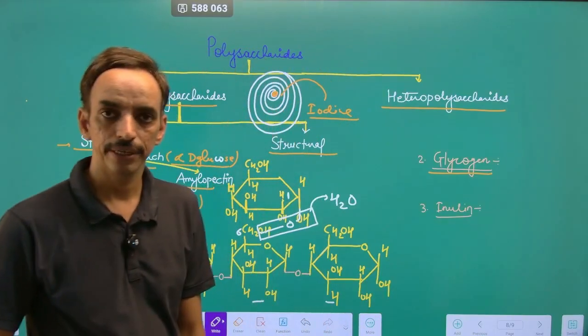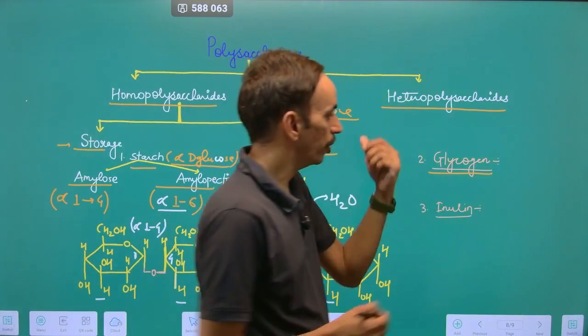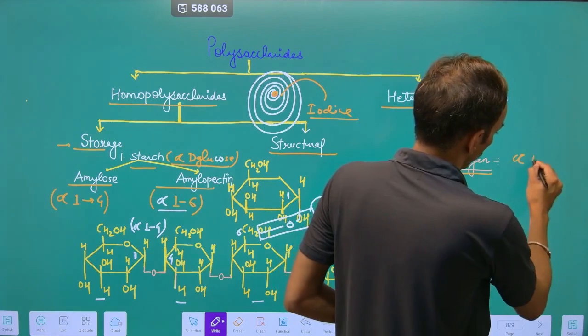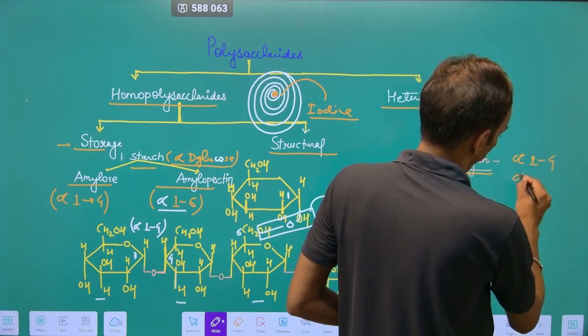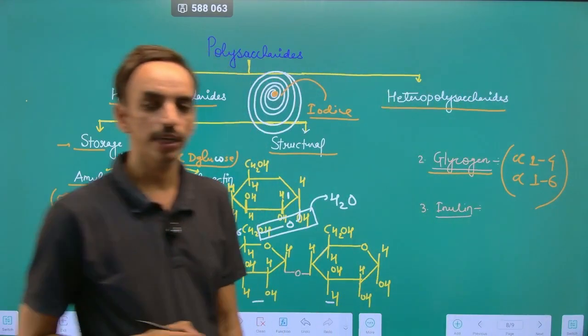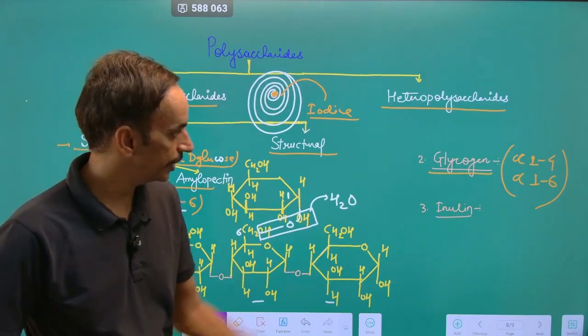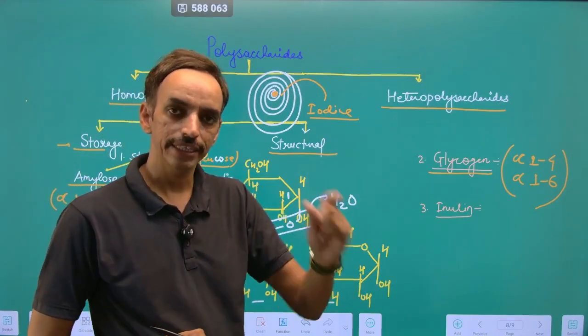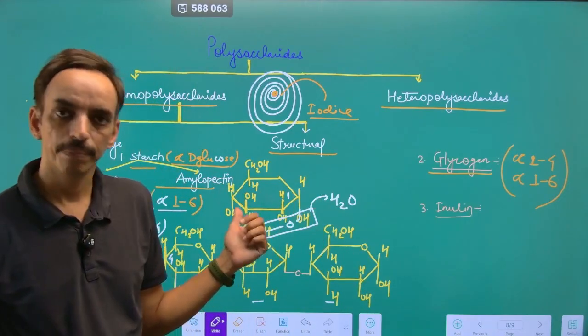Now, the next type of sugar storage homopolysaccharide is glycogen, which is also known as animal starch. The structure of glycogen is similar to the structure of amylopectin, having both alpha 1,4 and alpha 1,6 linkages, but it is more branched as compared to amylopectin.